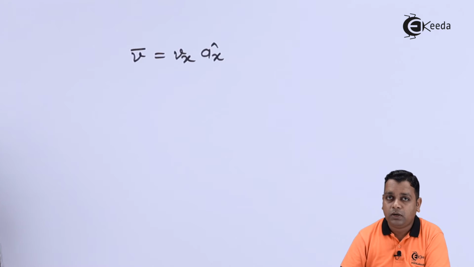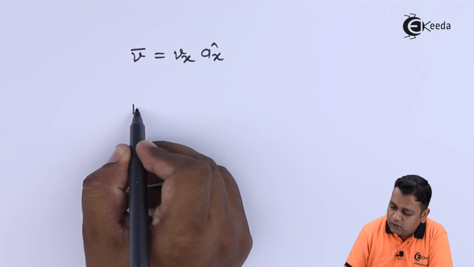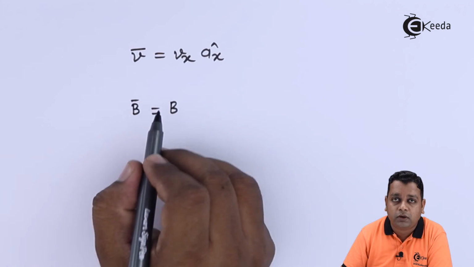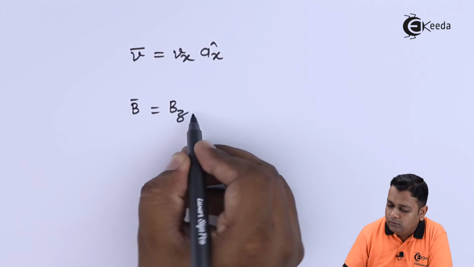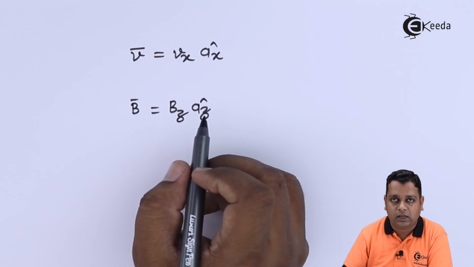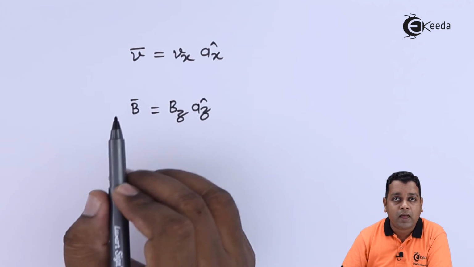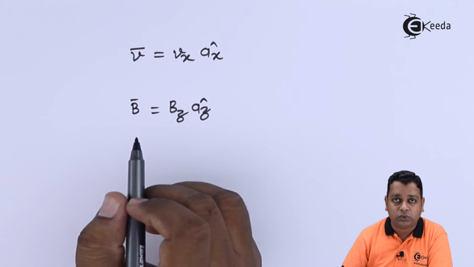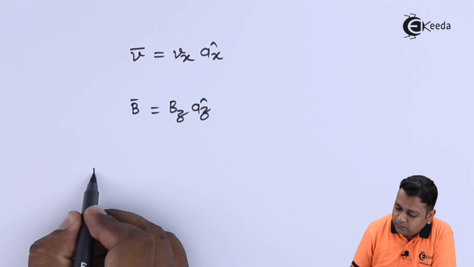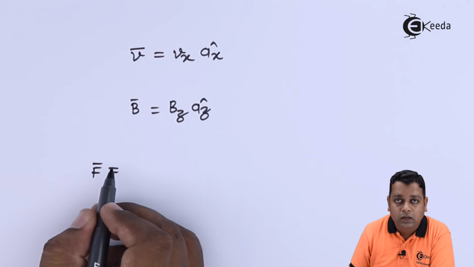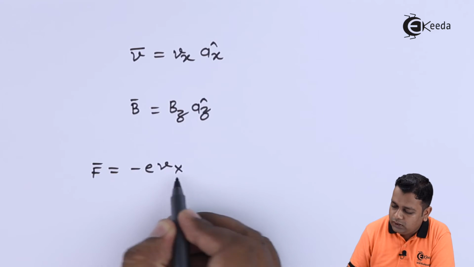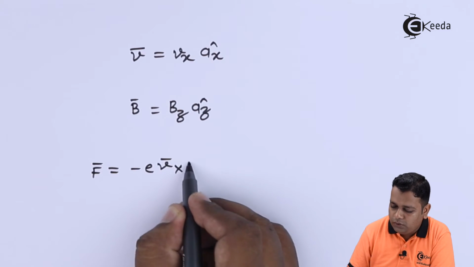Now for the magnetic field, we have already denoted it in the diagram. So the magnetic field, we can write B bar will be having the component that is perpendicular to the plane of the paper. It will be Bz into az cap. Now when this magnetic field is exerting a force onto the electron, the force of interaction F bar will actually be minus e into v bar cross product with B bar.